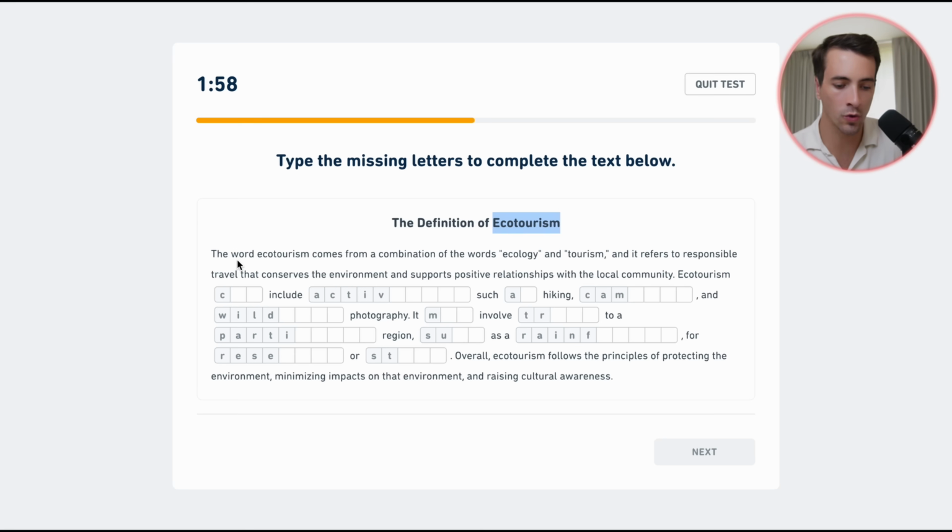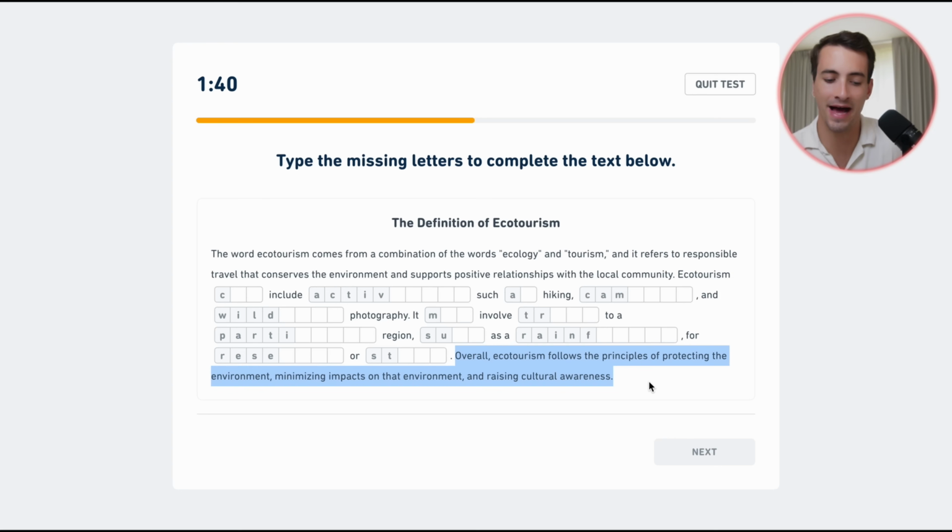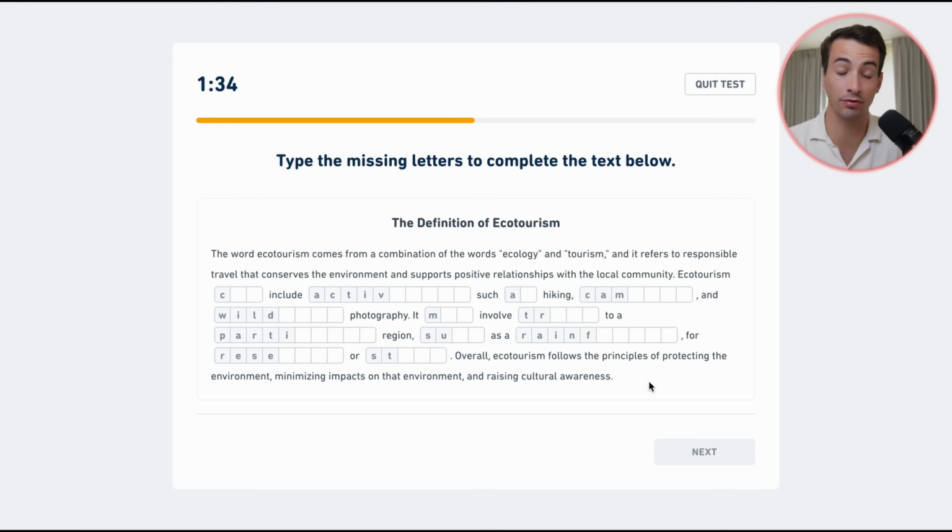The word ecotourism comes from a combination of the words ecology and tourism, and it refers to responsible travel that conserves the environment and supports positive relationships with the local community. Overall, ecotourism follows the principles of protecting the environment, minimizing impacts on that environment, and raising cultural awareness. All right, let's now try to get these incomplete words.